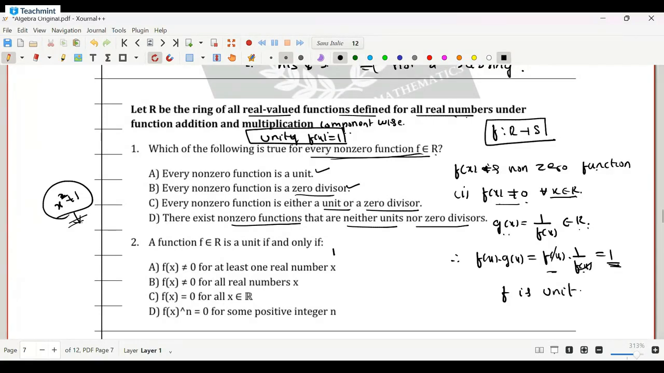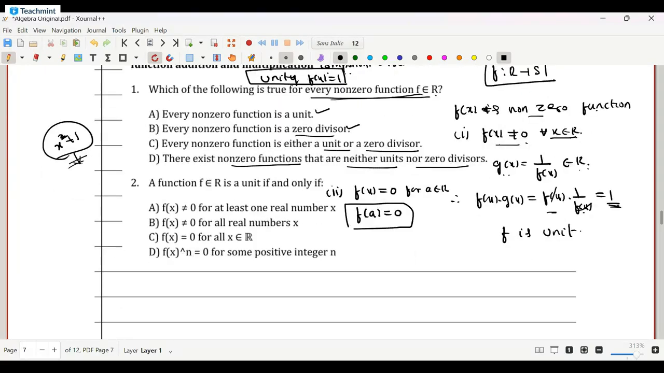And case 2, suppose f of x is a non-zero function but f of a equal to 0 for some a belongs to R. That means some root exists. If f of x equals 0 at a belongs to R, that means in particular f of a is equal to 0, but at other points it is not 0.